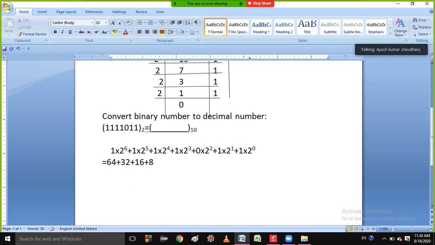8. What is the answer of this one? How many are saying 4? Can anybody tell the right answer? Basically it gives 0 because 0 multiplied 2 power 4. So what is the answer?